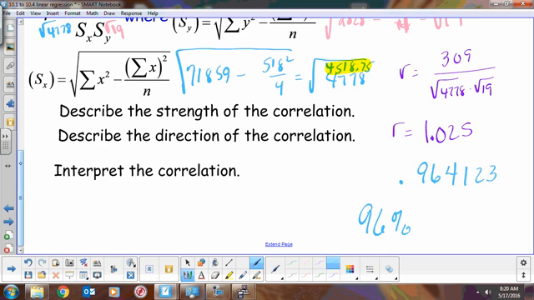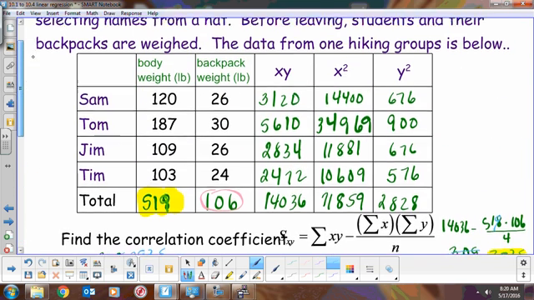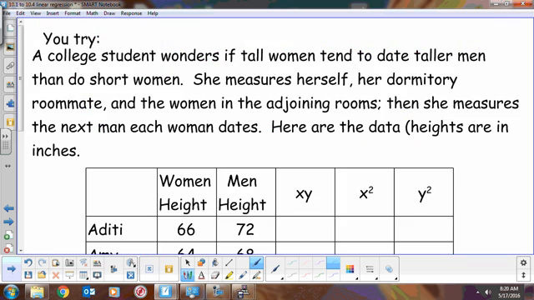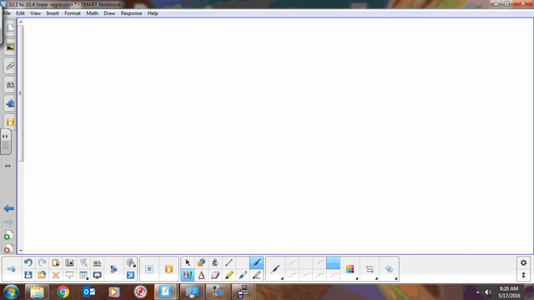So does that mean that the body weight causes the backpack weight? However, is it possible that the more you weigh, the more you can carry? Okay, so there is a 96%. And that is linear regression. Did that help? Was it worthwhile?